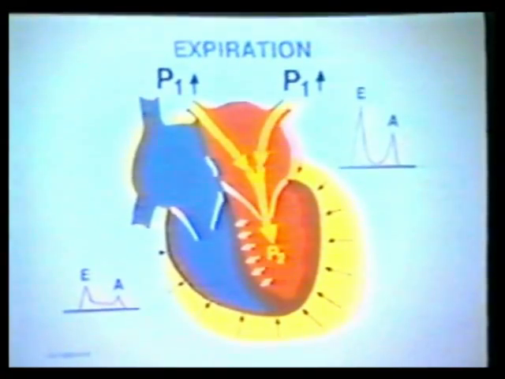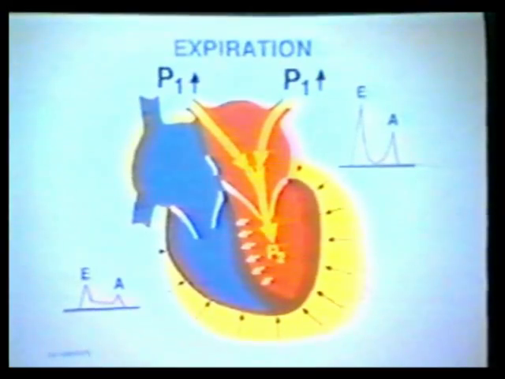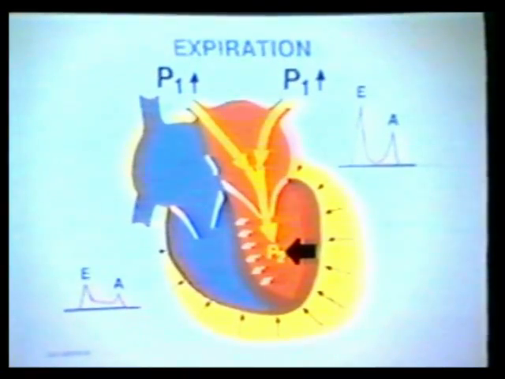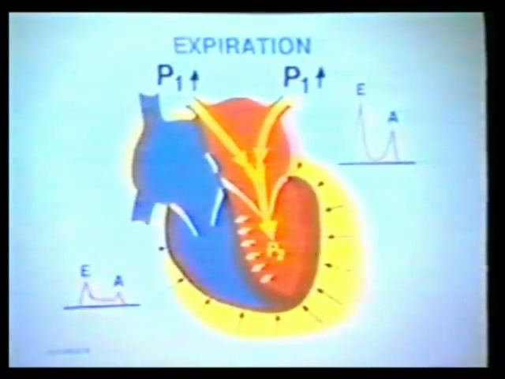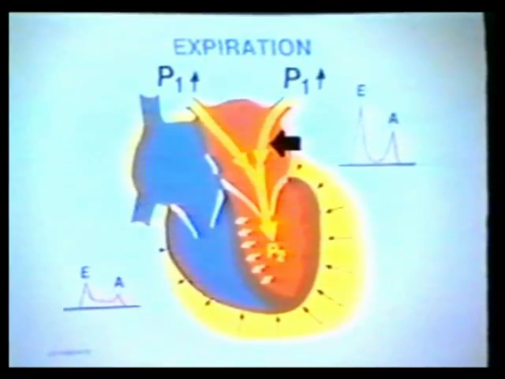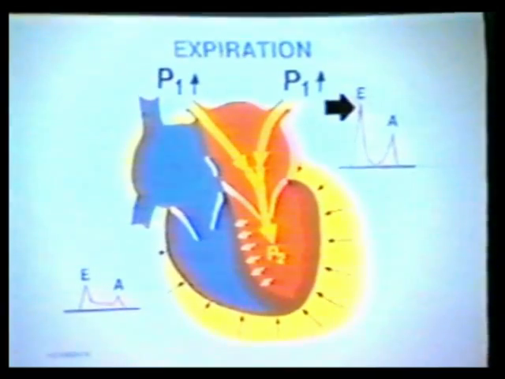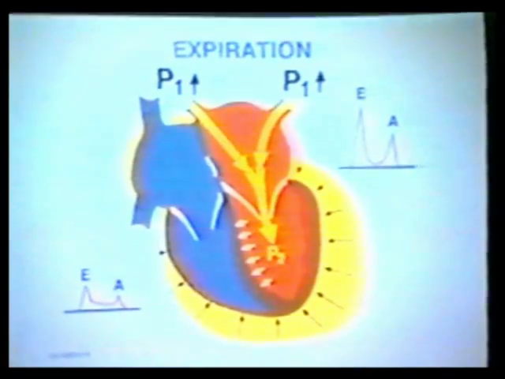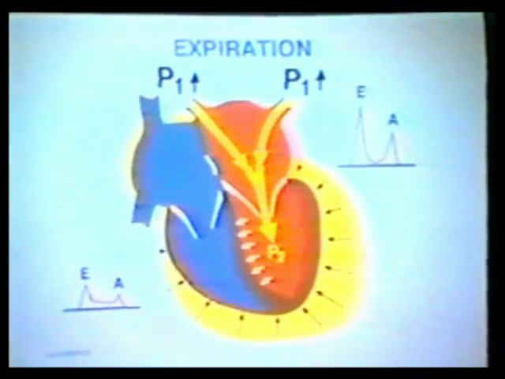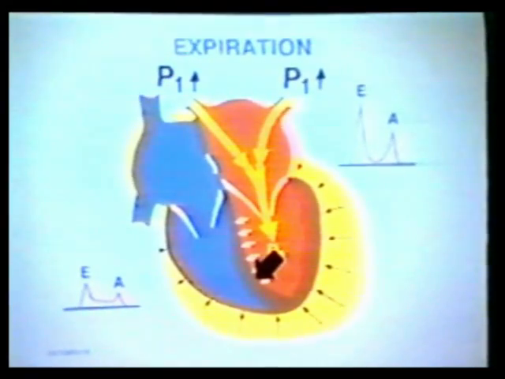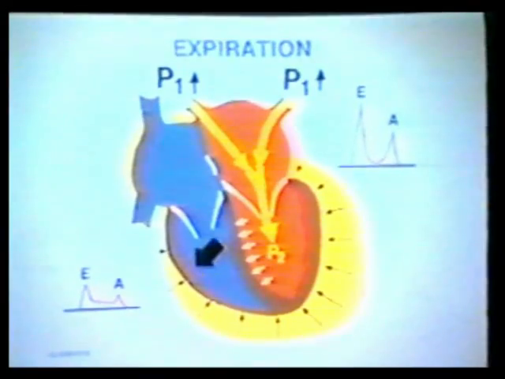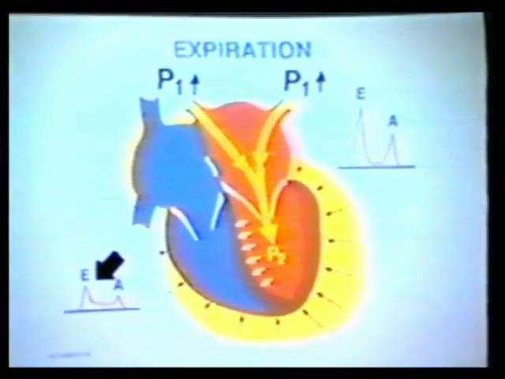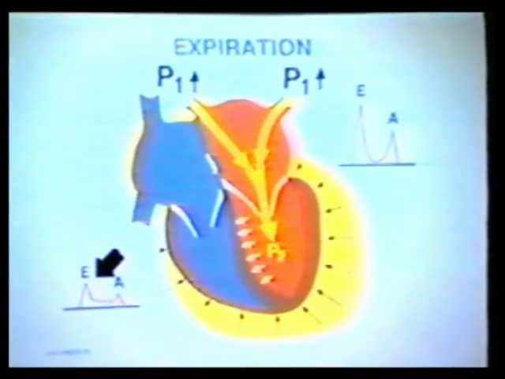With expiration, the opposite sequence occurs. Pulmonary venous pressure rises, again without change in LV diastolic pressure. Therefore, the diastolic filling gradient increases, and this increases the mitral velocity. This increased left ventricular filling results in a rightward shift of the ventricular septum, which impedes right ventricular filling. This is reflected in the decreased tricuspid flow velocity integral with expiration.